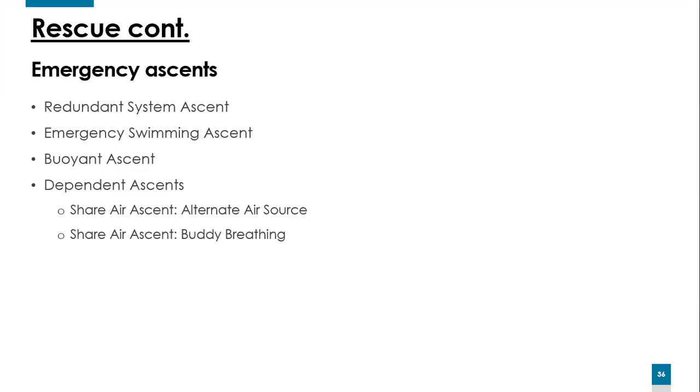All right. Whereas the buddy breathing is similar to the alternate air source dependent ascent, but this time you're actually sharing the one primary regulator. Okay? And a disadvantage of buddy breathing is the possible disease transmission associated with sharing mouthpieces.